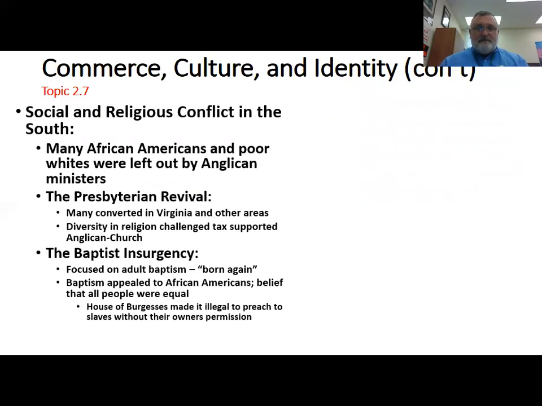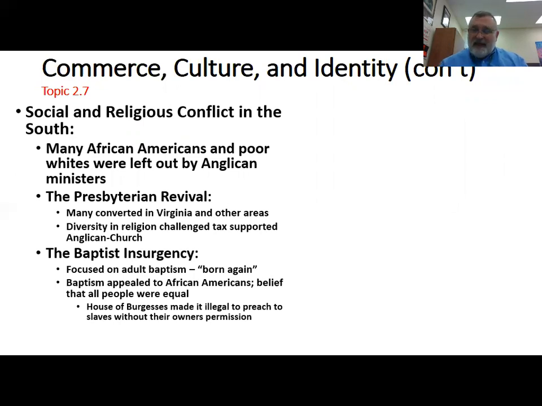A lot of Baptists were created during this time period. In fact, the Baptist Church starts to become one of the major beneficiaries of this movement. Traditionally, they were more marginalized, and now they're moving to the forefront.